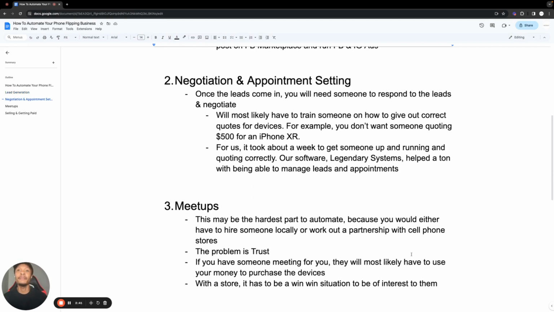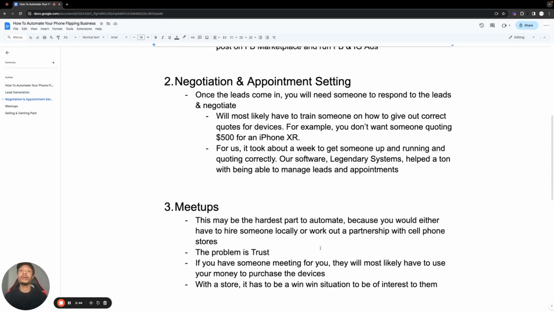Now this part, the meetup part, is probably the hardest part to automate because you have to hire someone locally. You can't really use a VA to meet up for you, of course. Or you can work out a partnership with cell phone stores. But the problem here is, of course, trust, right? Because if you're getting someone to meet for you, they are most likely going to be the one paying for the devices in person, right?